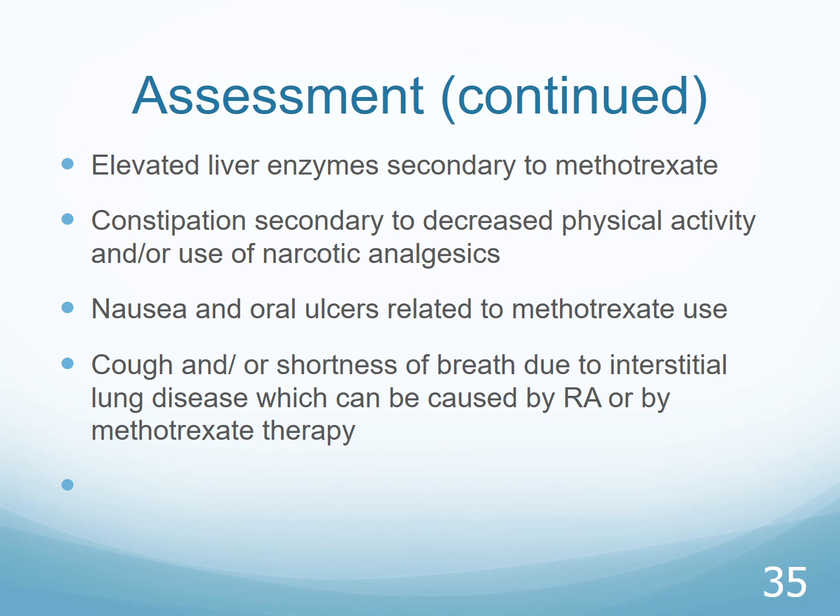We will see elevated liver enzymes secondary to the methotrexate. Remember that one of the liver's functions is to filter medications. We may see constipation secondary to decreased physical activity. They're not up and around, they're not moving as much, so there may be some constipation, or because of the analgesics that they're using to control their pain. They may have nausea, they may have some oral ulcers that are also related to methotrexate use. They may have a cough or shortness of breath due to interstitial lung disease, which can be caused either by the RA or by the methotrexate therapy.